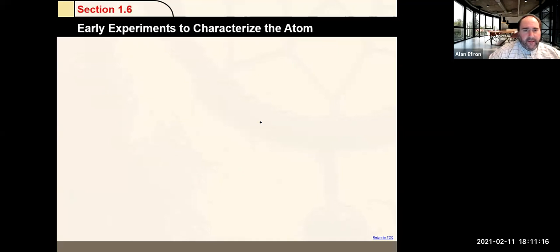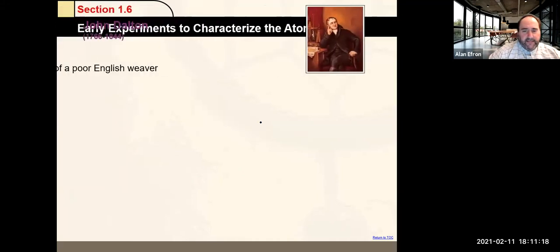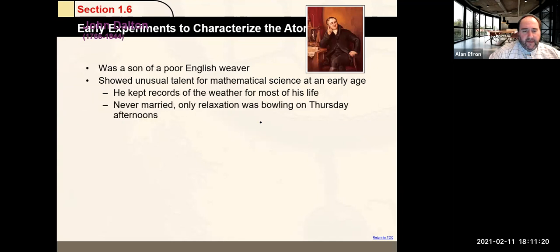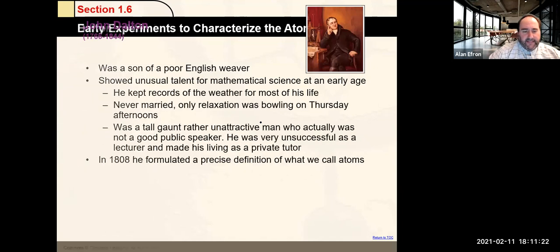All right, so now we're going to get into some important parts of experiments and ideas that led really to the formation of the atom and how we think about it today. The first really big step was done by a guy named Dalton.